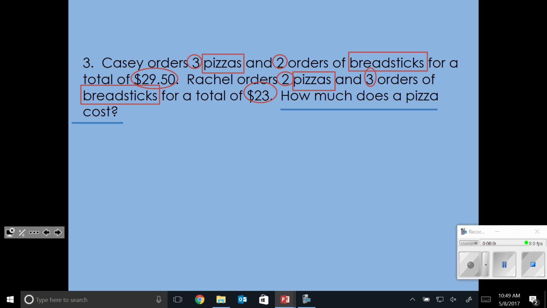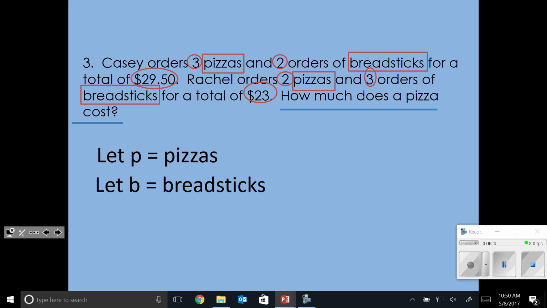And when you box it, you're looking at pizzas and breadsticks. So let's let those be the variables we're using for our equation. So let's let P equal the pizzas and B equal breadsticks. Now our two situations here are what Casey ordered and what Rachel ordered. So let's highlight Casey's order and her information. And then let's highlight Rachel's information.